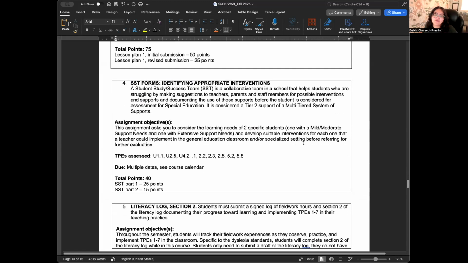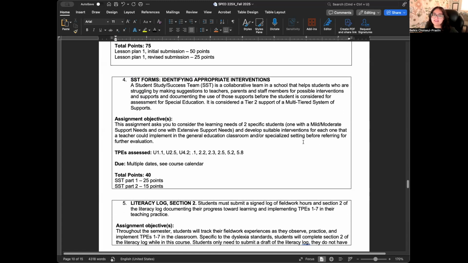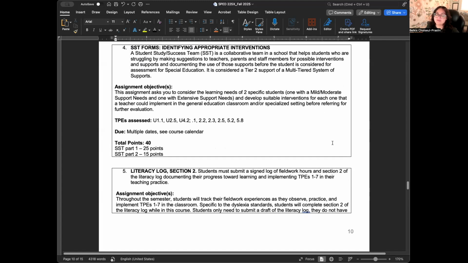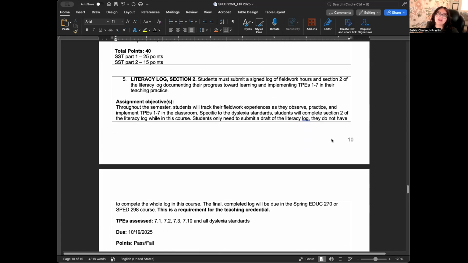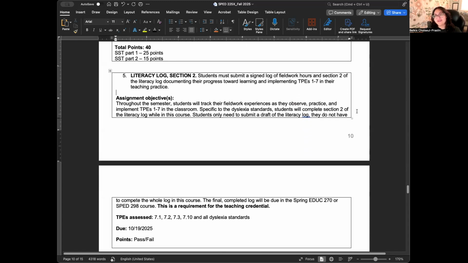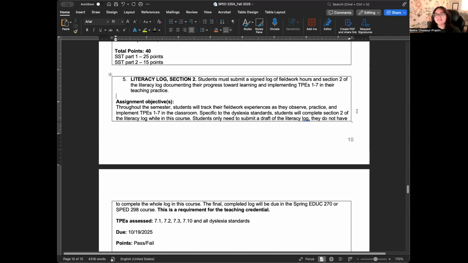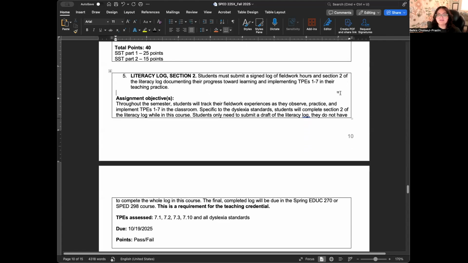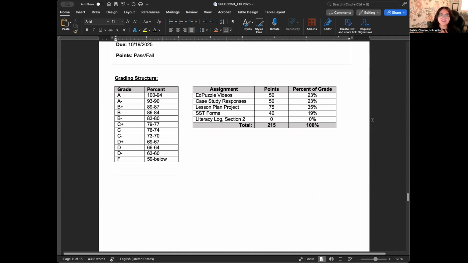The next big assignment that we have is called the SST forms, identifying appropriate interventions. This is where we use these big checklists to help identify which interventions may be appropriate for a student at your own school placement. And the final signature assignment is the literacy log, and this is section 2 specifically of the literacy log. If you go to Canvas for any of these assignments, you should be able to see detailed instructions for every single one.